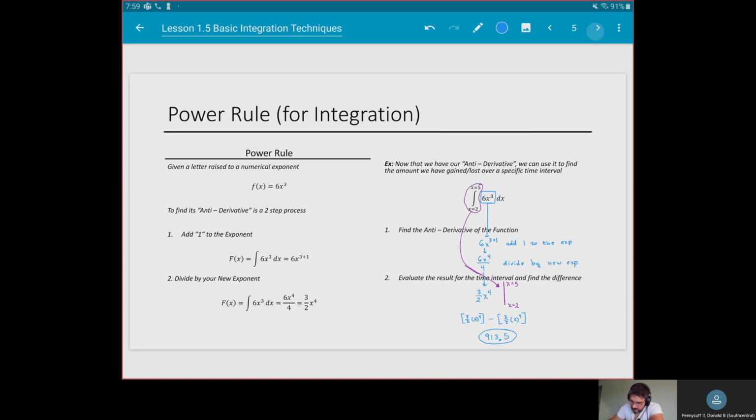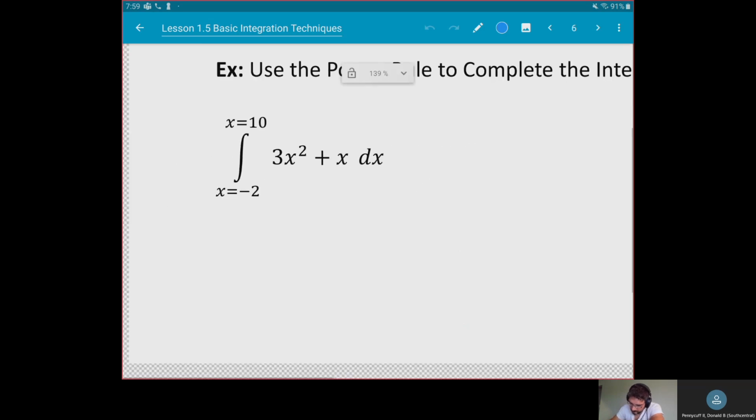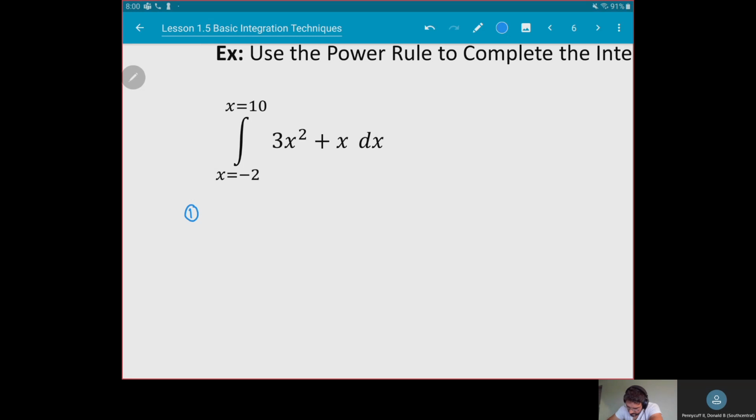Okay. So let's do this one right here. So step 1, use power rule to find the antiderivative. Okay. Now, if you've got addition, there's a nice handy rule that you can use. If you have addition, you can treat this as two separate problems.